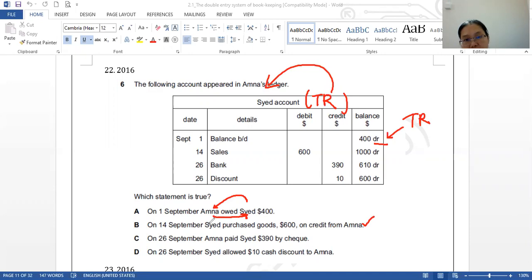This one is correct because this is a buyer. On 26 September, AMNA paid. No, this one is not AMNA paid, it's Sheikh paid to AMNA. So this one should be this way. On 26 September, Sheikh allowed $10 cash discount to AMNA. So this one should be the other way. Okay, so the answer should be B.